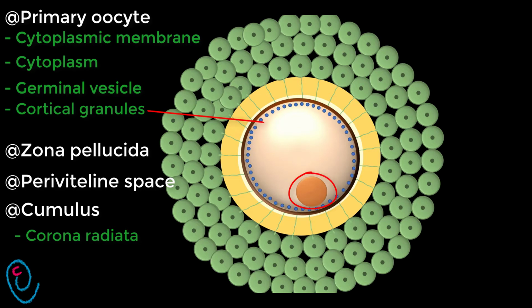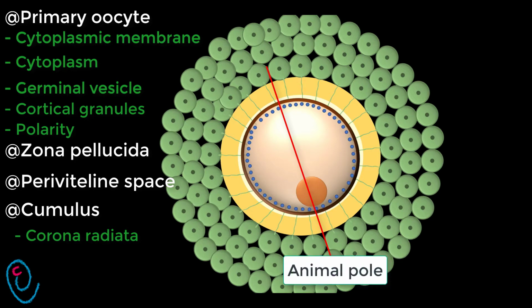The germinal vesicle is eccentric in location. I mean, it is located peripherally and not in the center of the oocyte. This location of the germinal vesicle will establish the polarity of the oocyte. Now the oocyte has two poles. One pole towards the germinal vesicle, known as animal pole, the other one on the opposite side, known as vegetal pole. This polarity ensures unequal division of the oocyte.